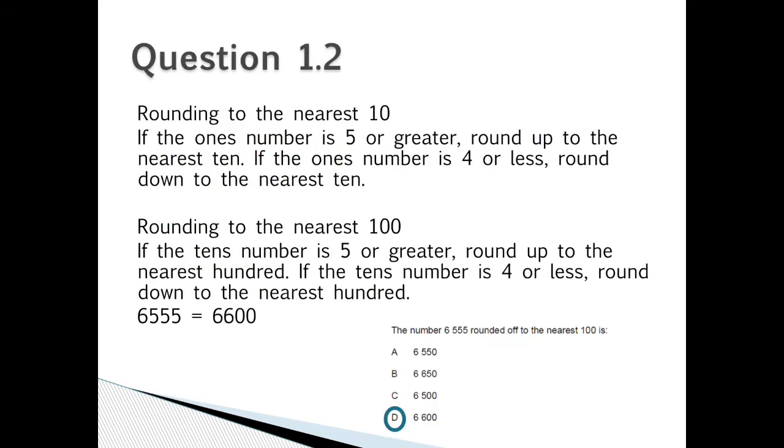If you are rounding off to the nearest 10, if the one's number is 5 or greater, round up to the nearest 10. If the one's number is 4 or less, round down to the nearest 10. If you are rounding off to 100, if the tens number is 5 or greater, round up to the nearest 100. If the tens number is 4 or less, round down to the nearest 100. So 6,555 is rounded up to the nearest 100, which is 6,600. So your answer is D.